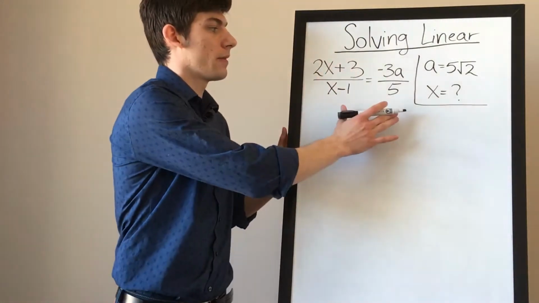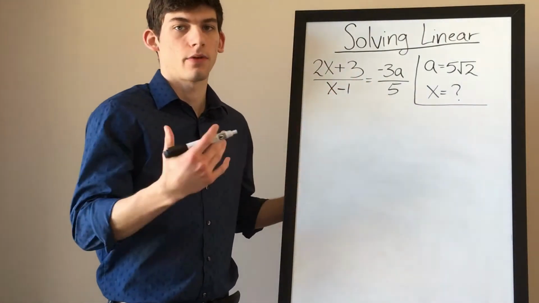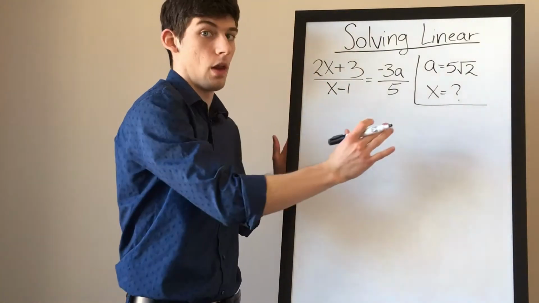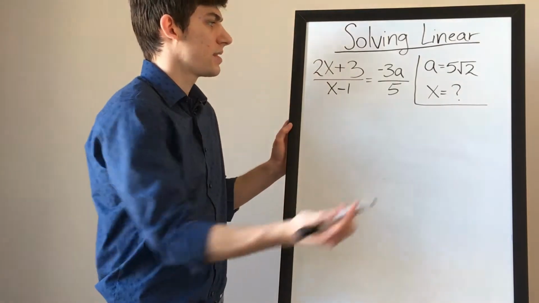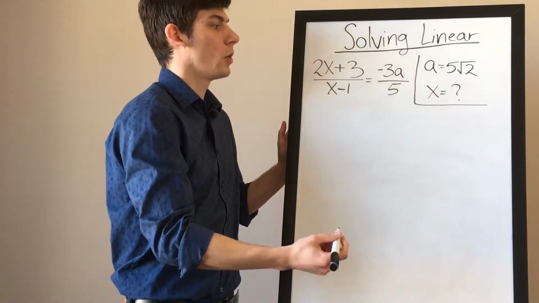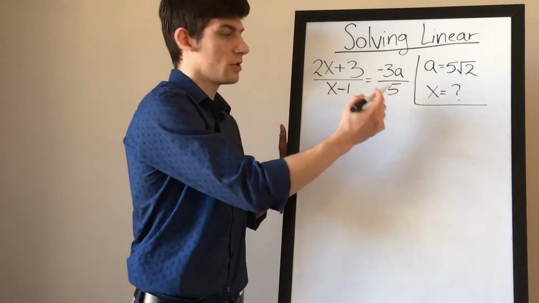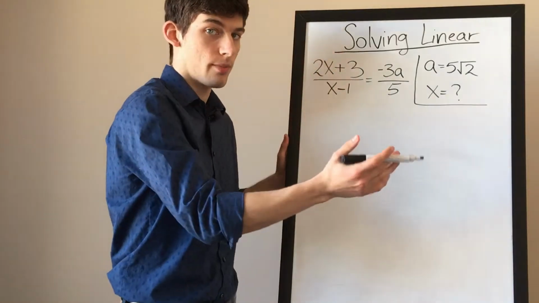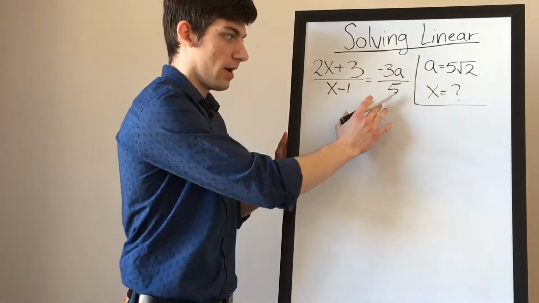So I'm looking at this, and I see that there are two fractions. Fractions are hard to deal with. Let's just try to get rid of them. Let's get it all in one line. So let's get rid of this one first. I see that there's a 5 in the denominator, so again, to get rid of the fraction, just multiply both sides of the equation by what's in the denominator. So let's multiply both sides of the equation by 5.